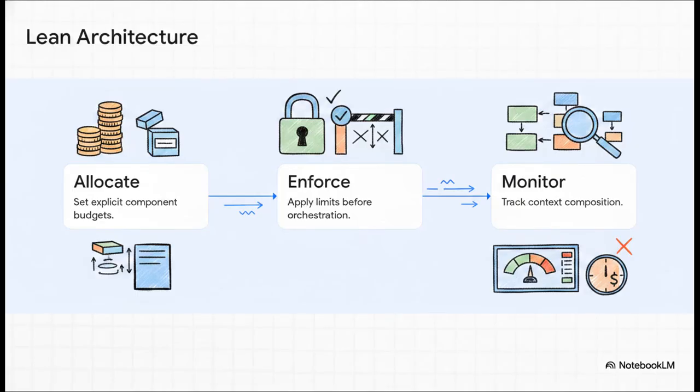This architecture wins on margins and UX because of 3 steps. First, explicitly allocate those component budgets. Second, and this is absolutely crucial, enforce those limits before you ever send the orchestration request to the model. And third, monitor your context composition as a leading indicator of health. Don't wait for your invoice to show a massive token spend. Monitor what actually makes up your context right now so you catch the bloat before it becomes a billing nightmare.